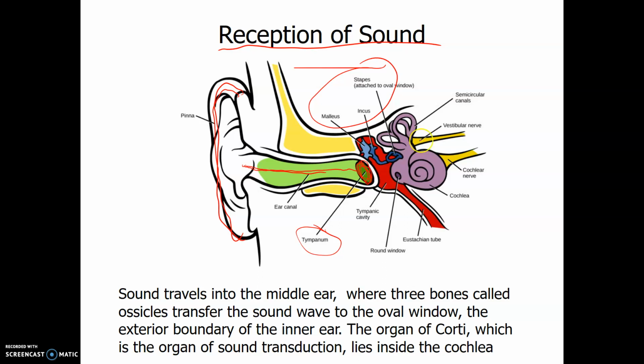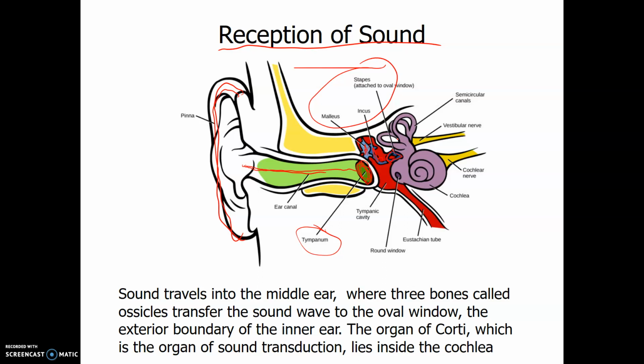So anyway, basically the malleus hits the incus and the incus hits the stapes. These bones have other names too. The common name for the malleus is the hammer. The common name for the incus is the anvil. And then the common name for the stapes, as you can see from the shape, is the stirrup, because it's stirrup shaped.